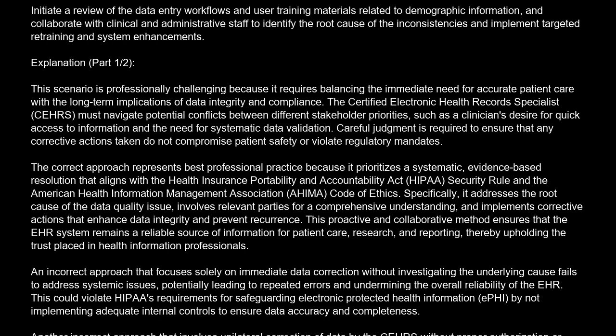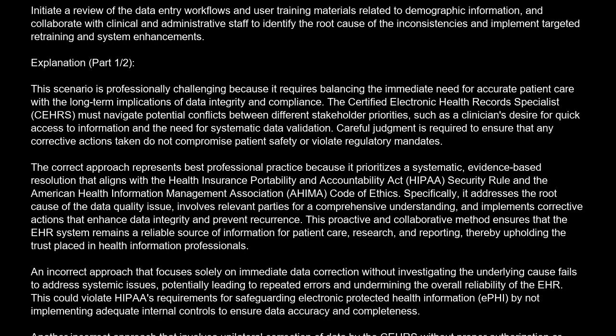This proactive and collaborative method ensures that the EHR system remains a reliable source of information for patient care, research, and reporting, thereby upholding the trust placed in health information professionals. An incorrect approach that focuses solely on immediate data correction without investigating the underlying cause fails to address systemic issues, potentially leading to repeated errors and undermining the overall reliability of the EHR.